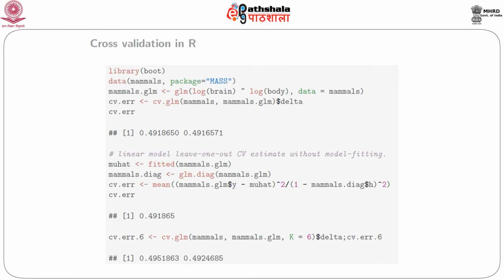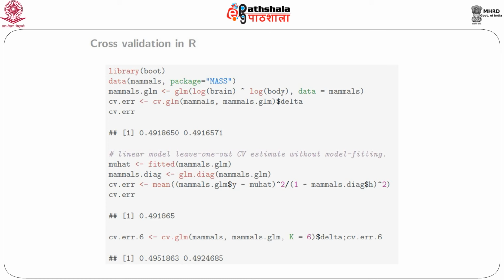So, we define CV.err from formula, which is the mean of the fit residuals, the mean of the observed minus the fitted, that is the residual, squared, by 1 minus the h squared. And the moment we do it, we see that this value is exactly equal to the first output of CV1$delta, which is the raw MSE value.